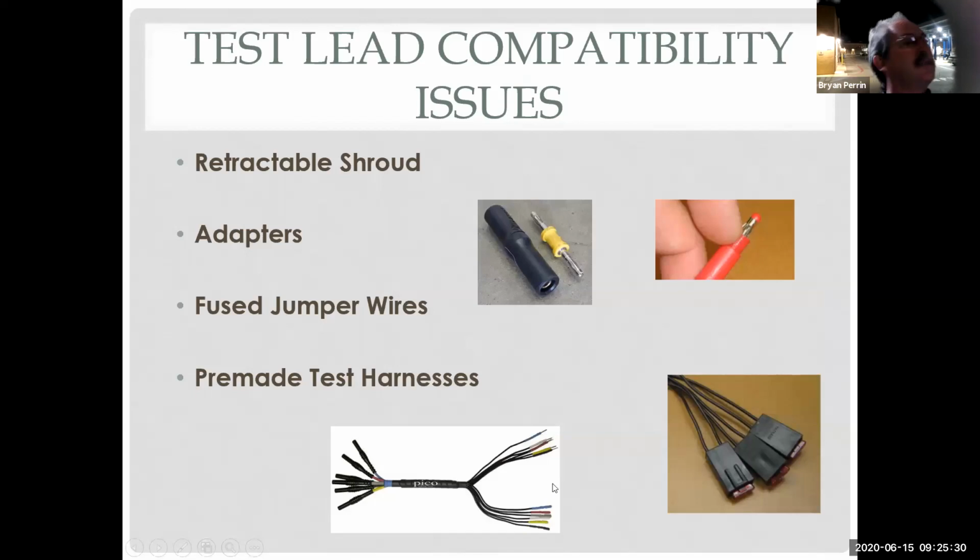And different kinds of test leads. Here's kind of a pre-made universal test harness, which has males and females here, and the meter goes in here. We have male to male and female to female adapters, sometimes for adapting leads. These are inline fuse jumper harnesses, with a retractable shroud sometimes on some leads.